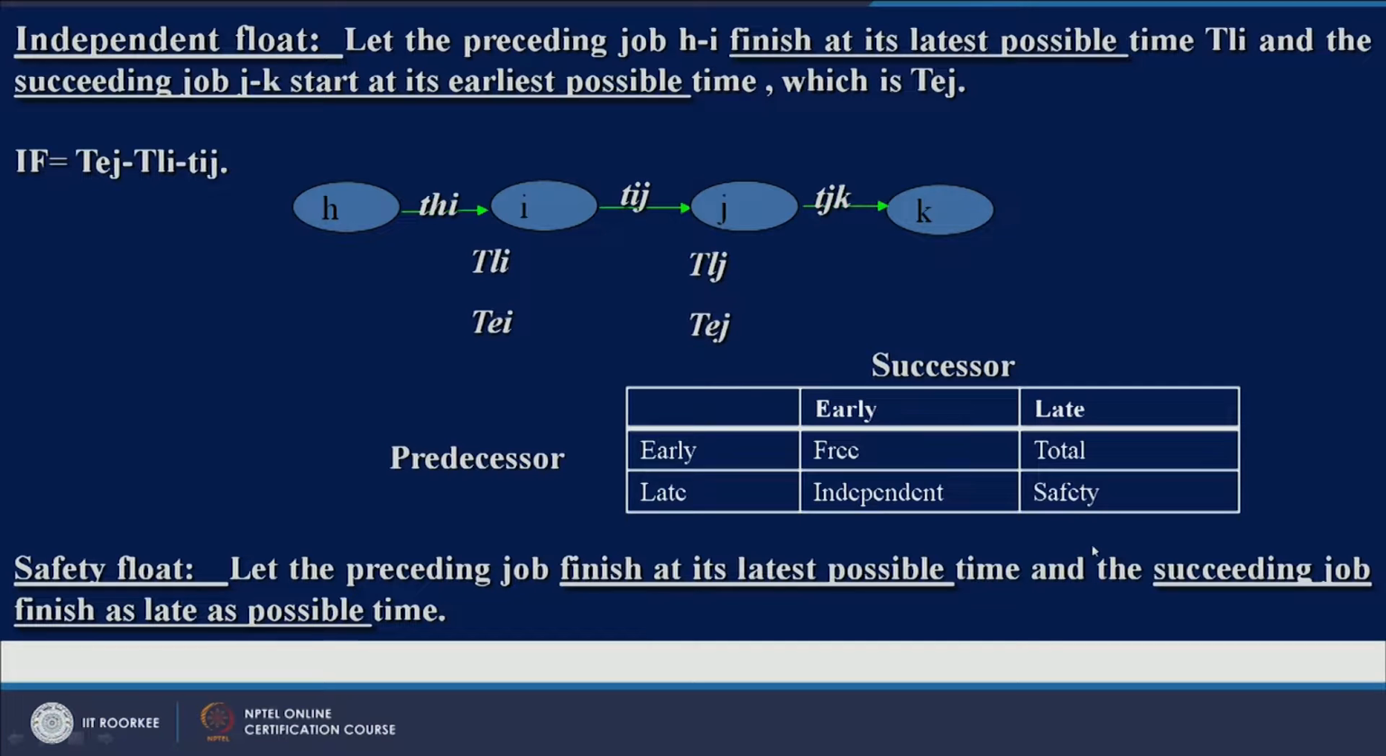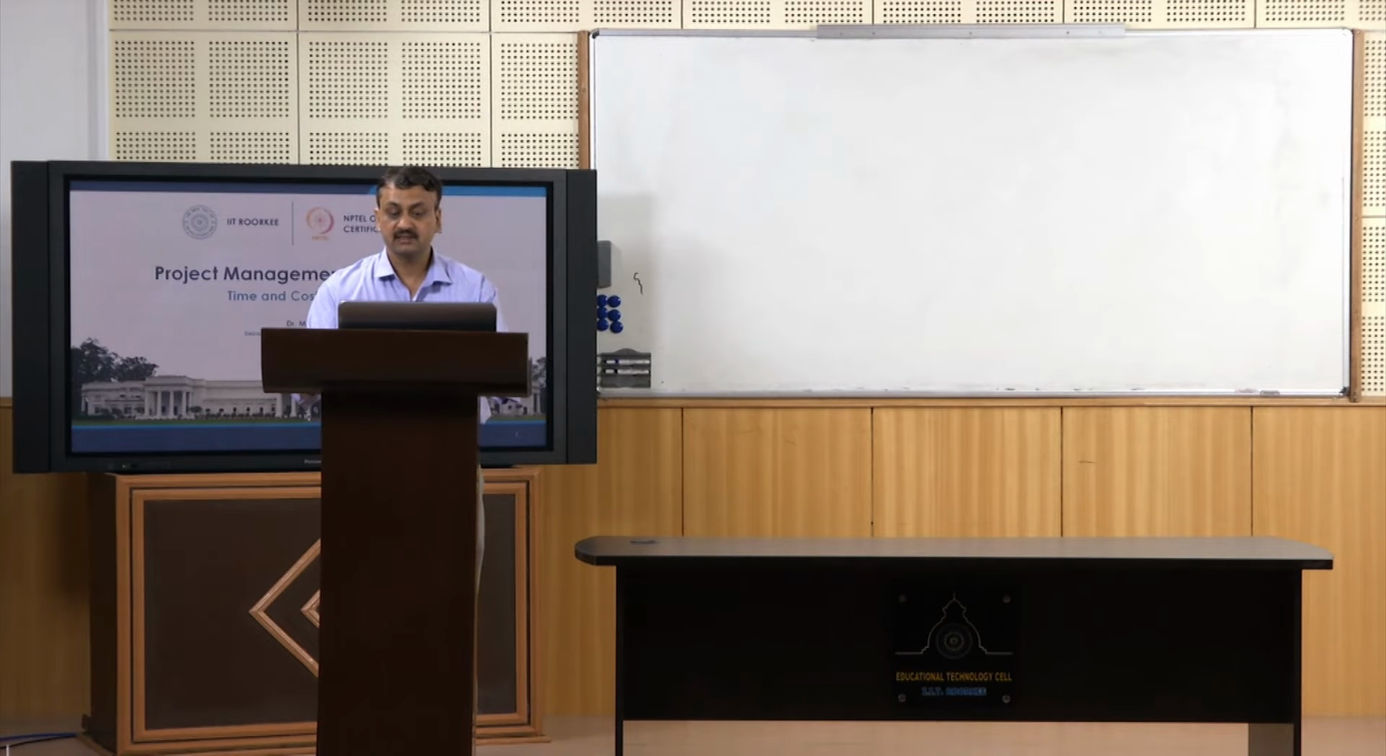So, the succeeding activity is finishing as late as possible and the preceding activity is also finishing as late as possible. This is a very important slide, because in this slide one can calculate all these 4 floats: total float, free float, independent float and safety float.